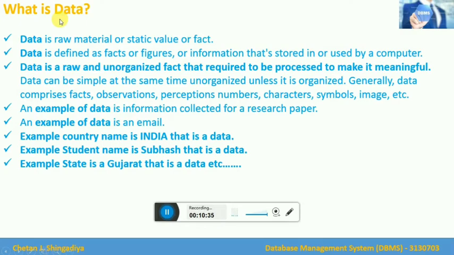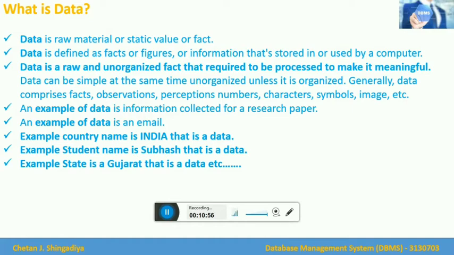Now let us see what is data. Data is a raw material or static value or fact. Or we can say data is defined as a fact or a figure or information that is stored or used by a computer.